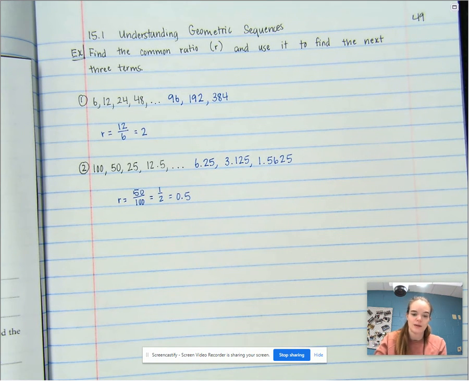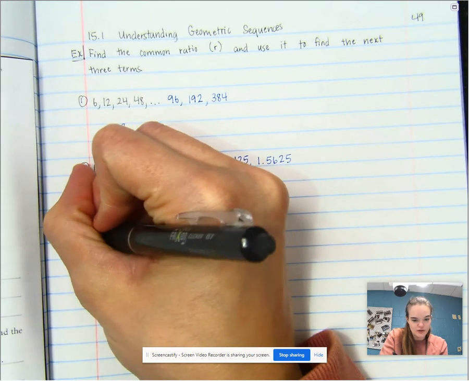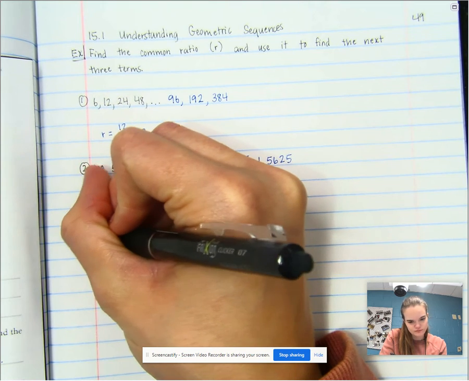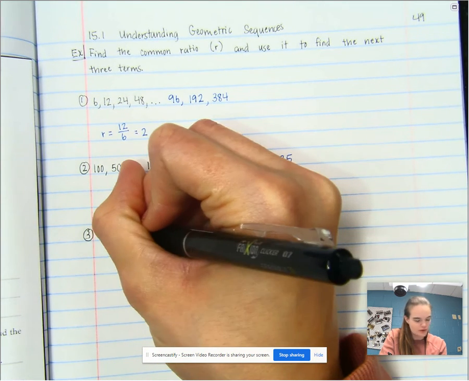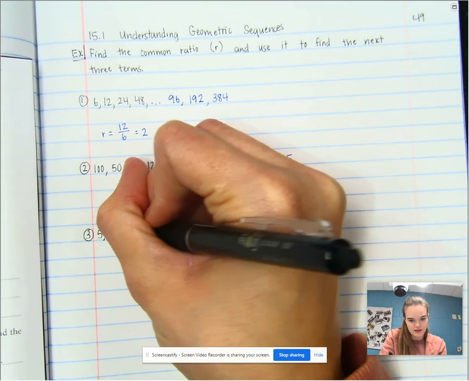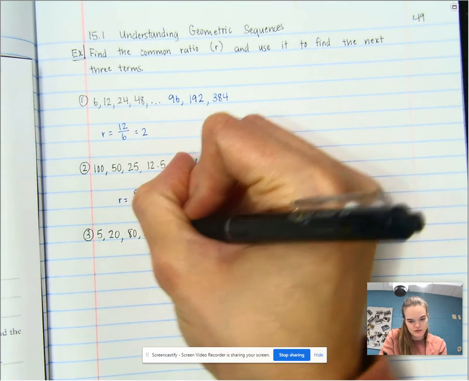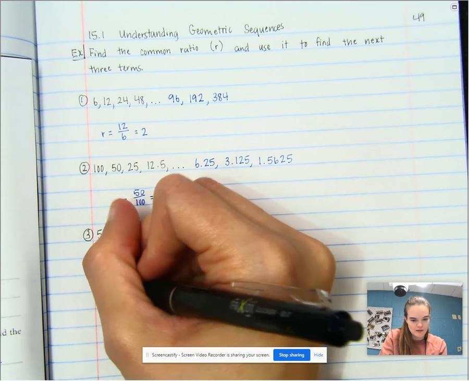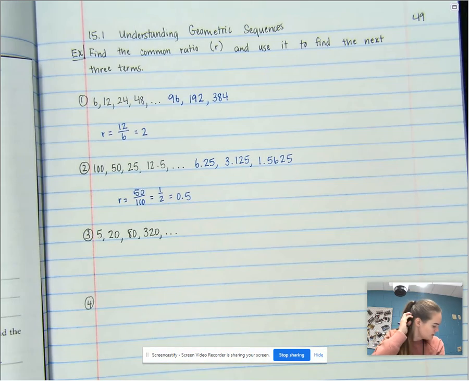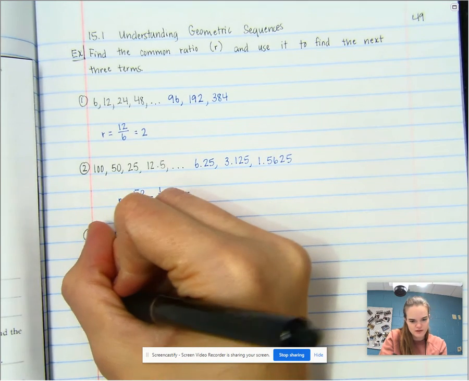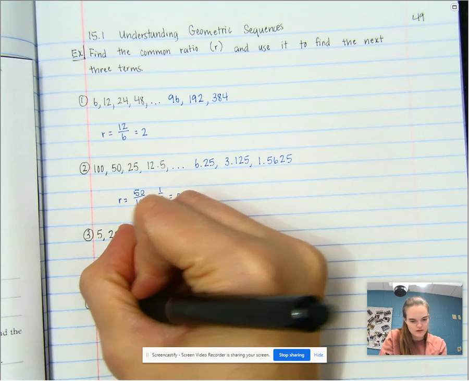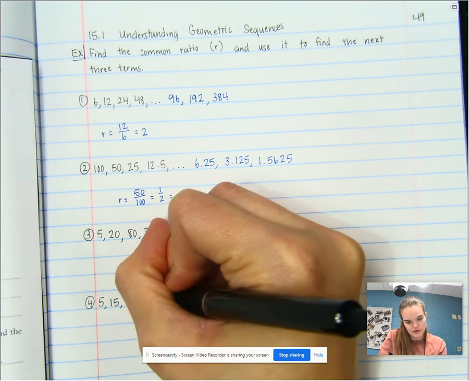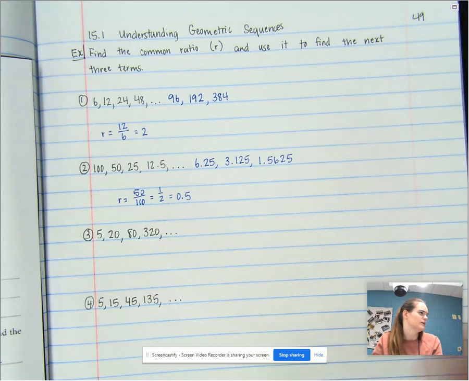All right, number 3. I'm going to go ahead and write 3 and 4. I want you to pause the video and try both of them. Number 3 is 5, then 20, then 80, then 320. And number 4 is 5, then 15, then 45, then 135. So you're finding R and the next three terms.